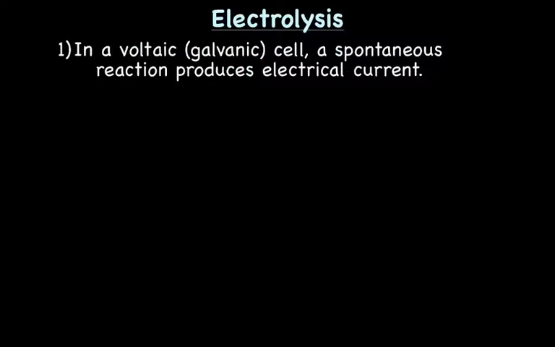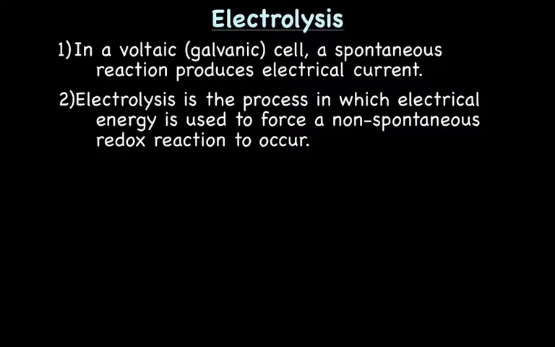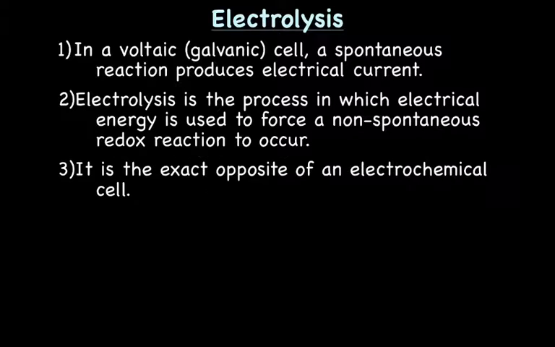Electrolysis. In a voltaic or galvanic cell, we're talking about a spontaneous reaction producing an electrical current. Okay, a redox reaction, it's spontaneous. In electrolysis, electrical energy is used to force a non-spontaneous redox reaction to occur. So when you think about it, electrolysis is exactly the opposite of a voltaic cell.